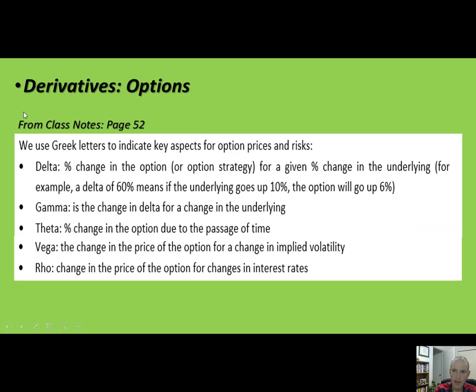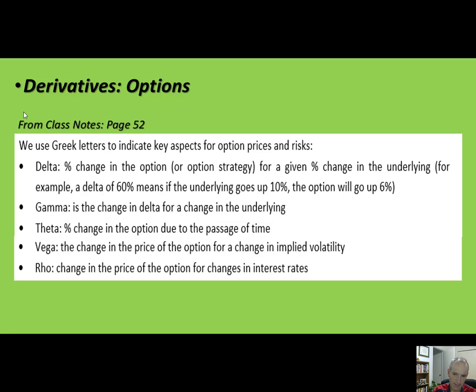So we use Greek letters to indicate different aspects of options. So delta, that tells us how much the option that we're buying changes in price, given the percentage change in the underlying. So if you have a delta of 60%, what it means is if the underlying goes up 10%, your option price will go up 6%.